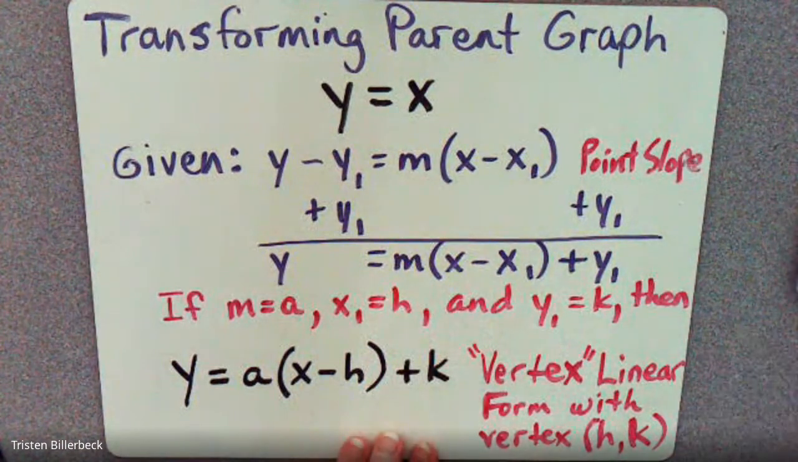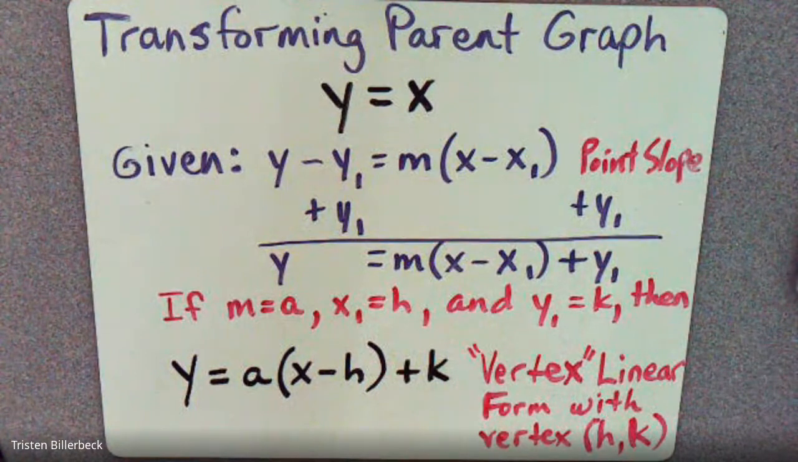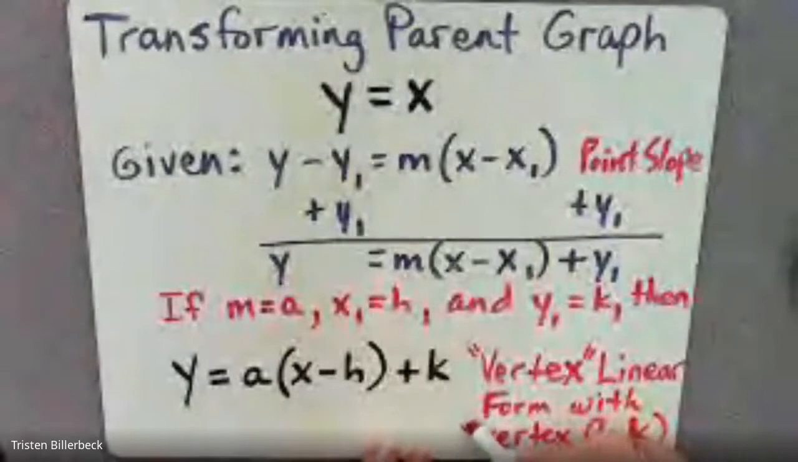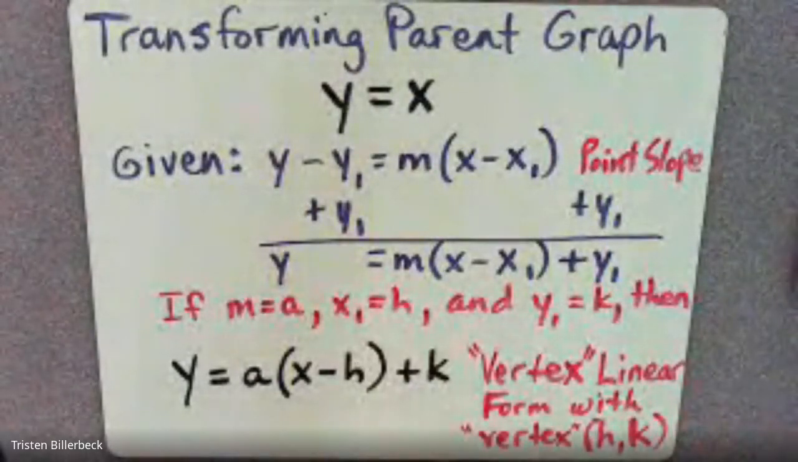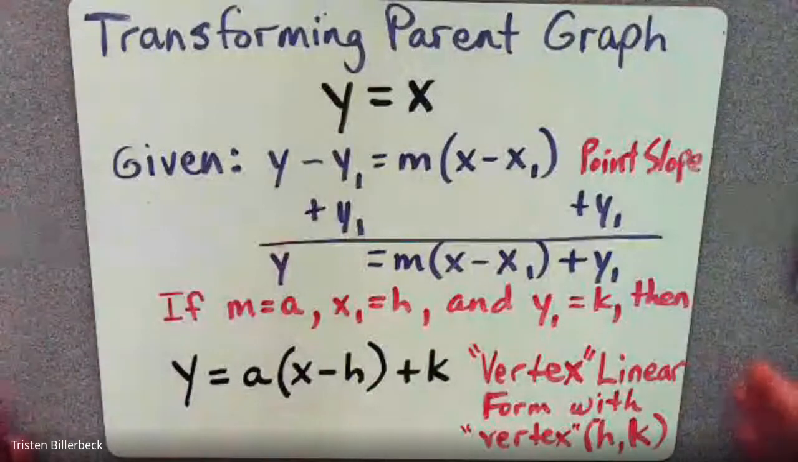So the vertex would show up right here at (h, k). So (h, k) is a point on the line.